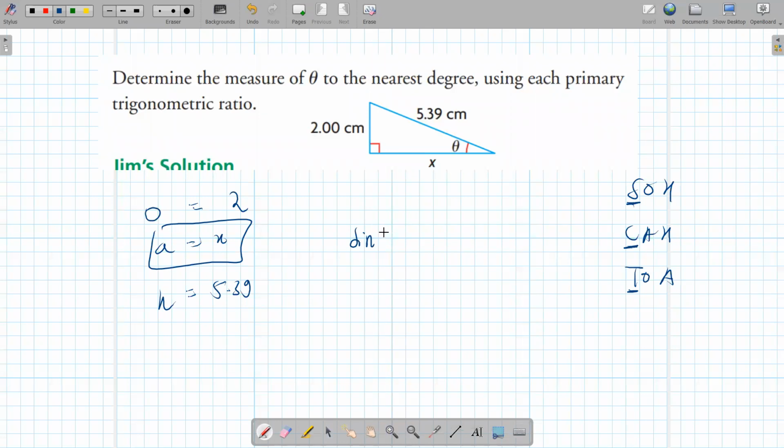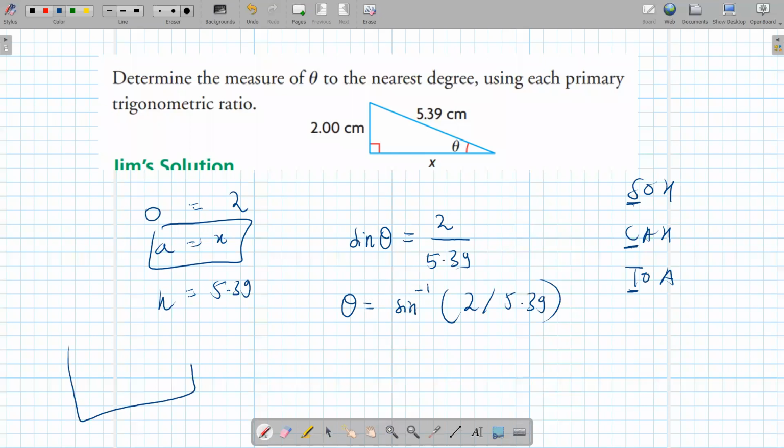Anyways, this letter here is called theta. So we're going to set this up. Sine theta is equal to the opposite, right? Opposite is 2, and the hypotenuse is 5.39. The question is, how do we solve for theta here? This is how you do it. Theta is going to be the sine inverse of 2 divided by 5.39.